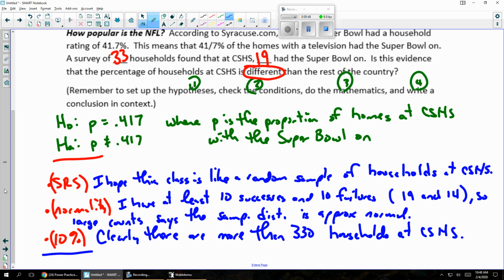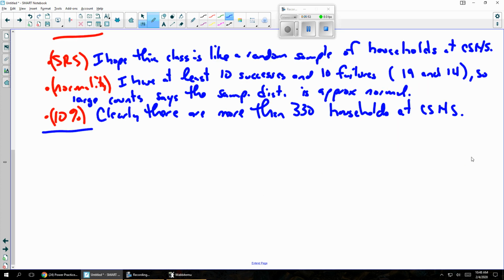So now we're to the mathematical part. What should you start with? A picture. So make me a picture. The center of the picture is the 0.417.